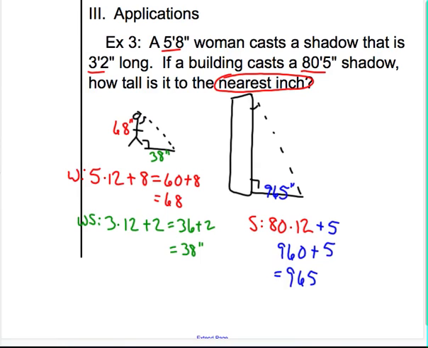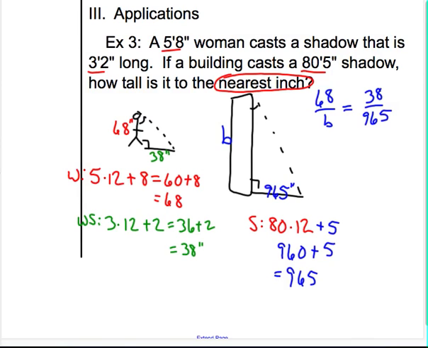And the question is, how tall is the building? So that's our variable. So when we look at these two figures, we've got the height of the woman corresponds to the height of the building. So I'm going to set 68 over B, the height of the building, and the woman's shadow corresponds to the building's shadow. So because I started with the height of the woman in the numerator, I will start with the length of the woman's shadow in the numerator, and then the building's shadow, 965, will be in the denominator.